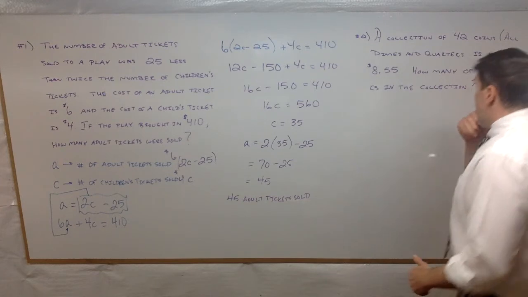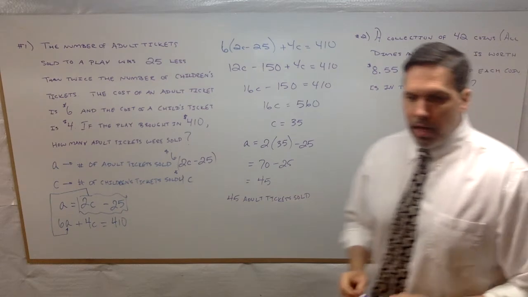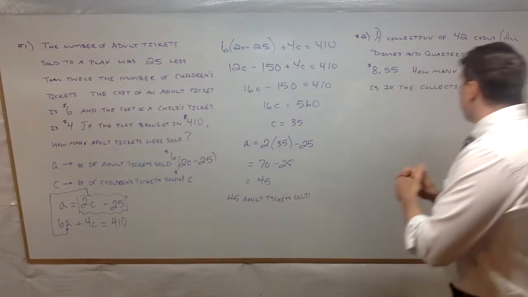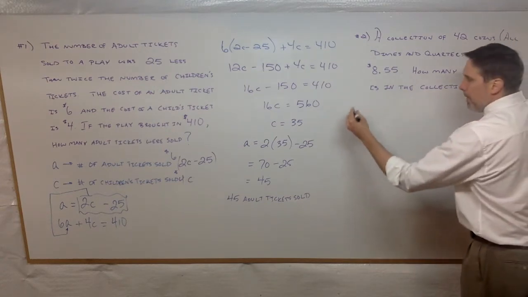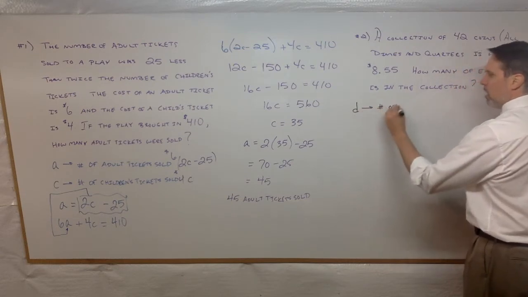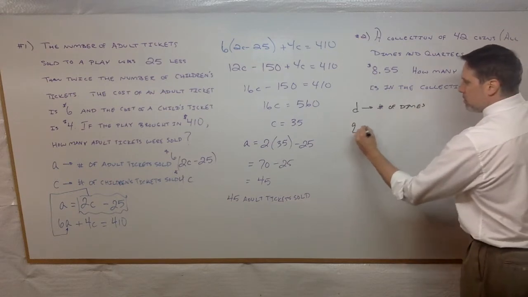Let's try a second one. For this one, we have a collection of 42 coins, all dimes and quarters, worth $8.55. How many of each coin is in the collection? So again, let's approach this from a two-variable perspective here. So it's a collection, all dimes and quarters. What we don't know, I guess we could say D, being the number of dimes in the collection. We could say Q is the number of quarters.